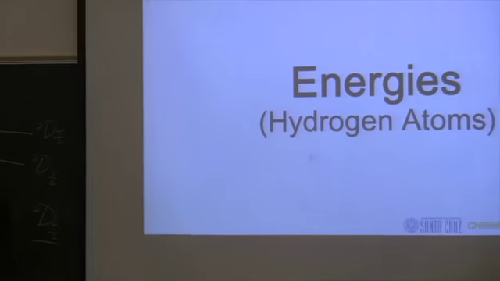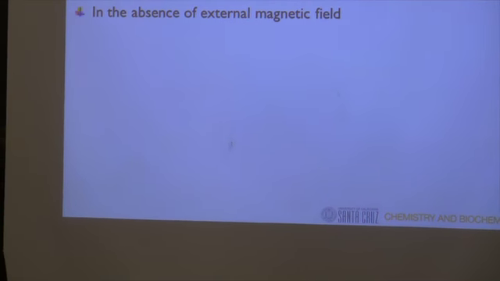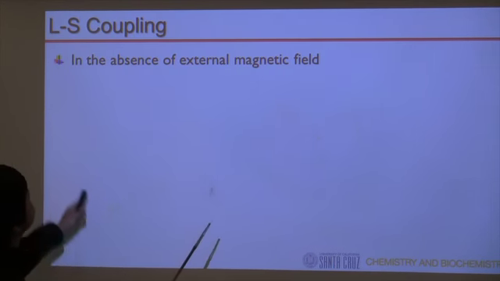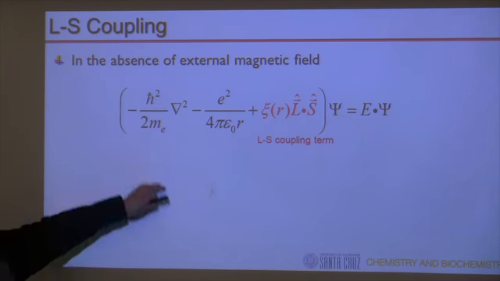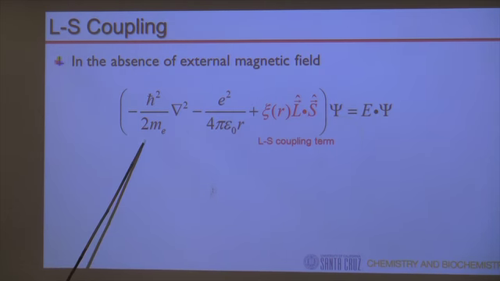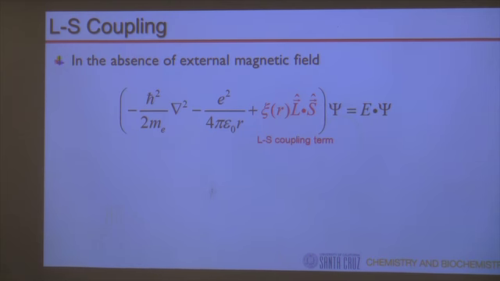So the next part is the energies for hydrogen atoms. We first want to talk about LS coupling, from which we introduce the total angular momentum J. In the absence of an external magnetic field, the LS coupling will cause the energy splitting. The Schrodinger equation is illustrated as this one. This is the kinetic energy of the electron, right? This is the potential energy, the attraction between the electron and the nucleus, plus an additional term. That term accounts for the LS coupling. We'll give this form.